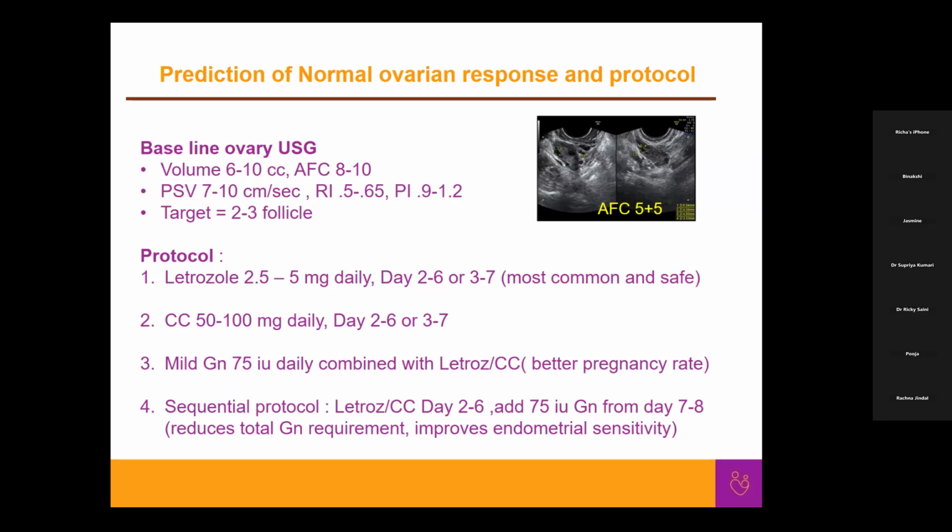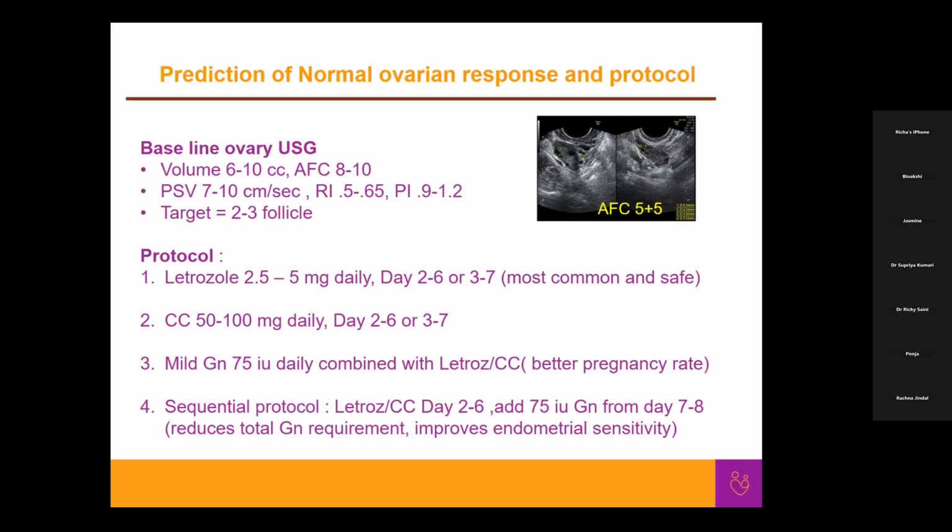So here we can use the following protocols. Either we start with letrozole 2.5 to 5 milligram daily from day 2 to day 6 or day 3 to day 7. This is one of the safest kinds of stimulation, I should say. Or we can use clomiphene citrate 50 to 100 milligram daily, again from day 2 to day 6 or day 3 to day 7. Or we can have mild gonadotropin 75 international units daily combined with either letrozole or clomiphene. A combined protocol gives a better pregnancy rate in comparison to letrozole or clomiphene alone.